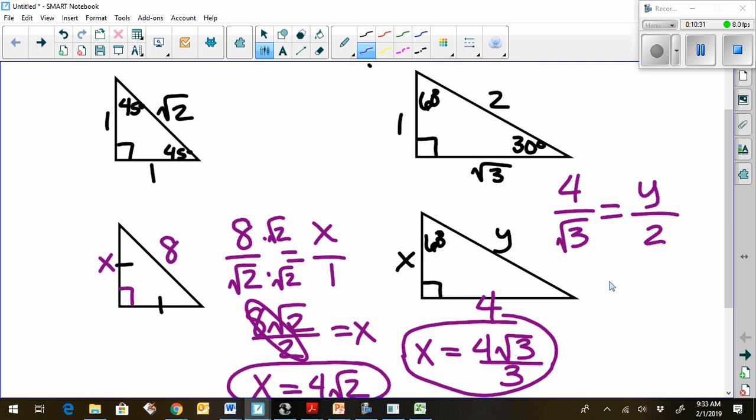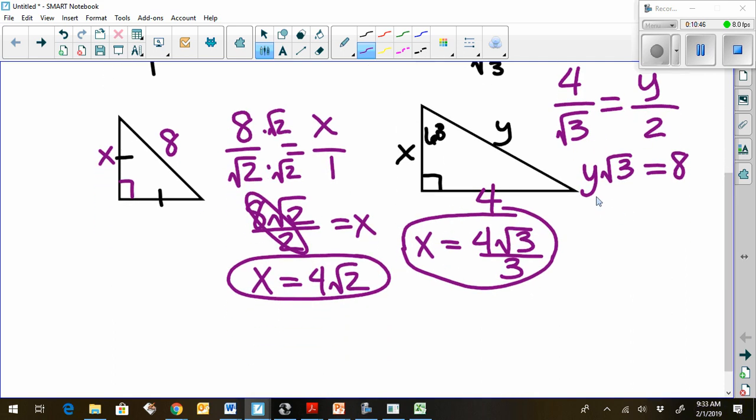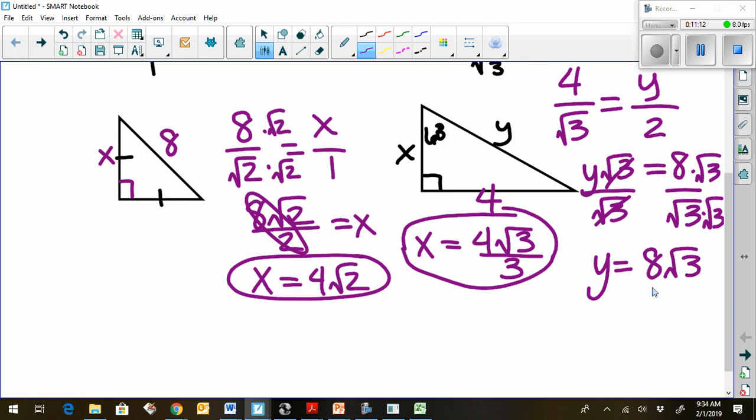So I get y times the square root of 3 equals 8. And then, to get y by itself, I want to divide by square root of 3. These square root of 3's cancel out. On the right side, I need to then rationalize the denominator. So I multiply top and bottom by square root of 3. And I get y equals 8 times the square root of 3 over 3.